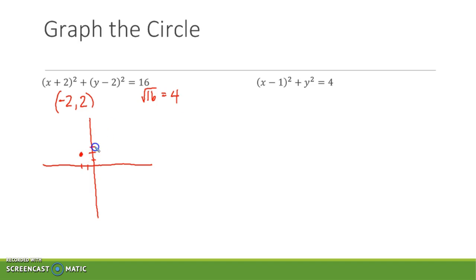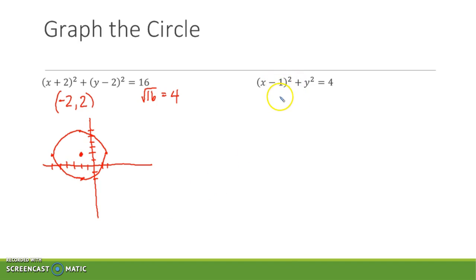So I'm going to go up 4, down 4, right 4, and left 4. Those are the only directions I can count when I'm looking at a graph. I can't count diagonally. And draw a sketch, and there's my circle.